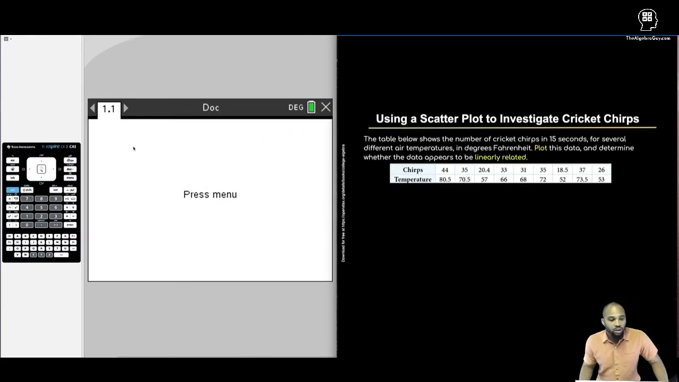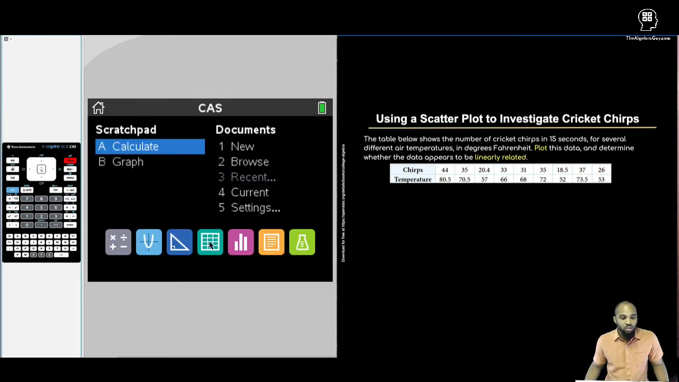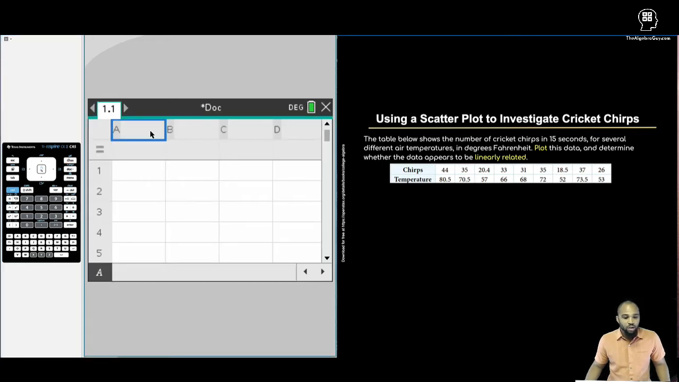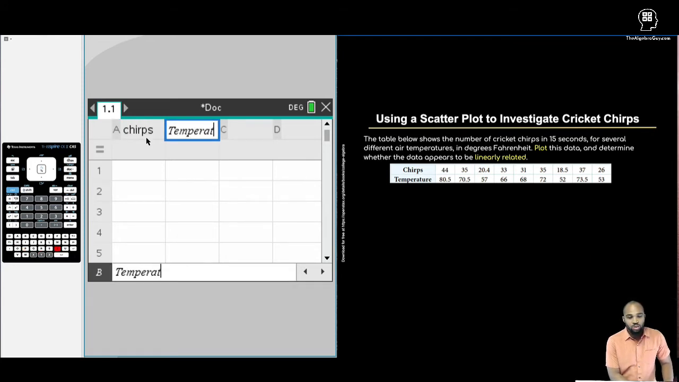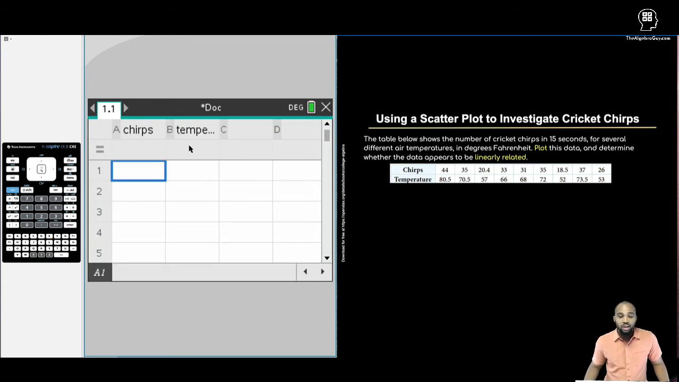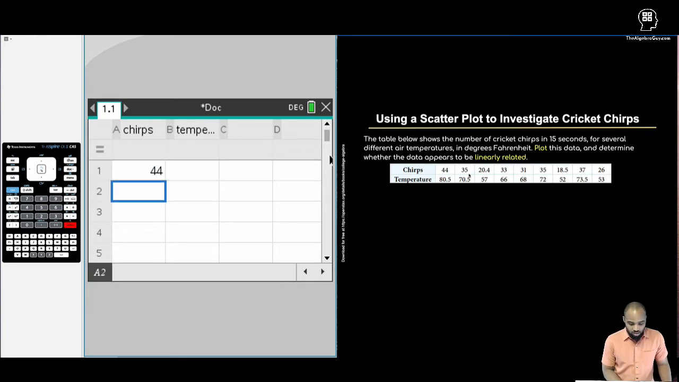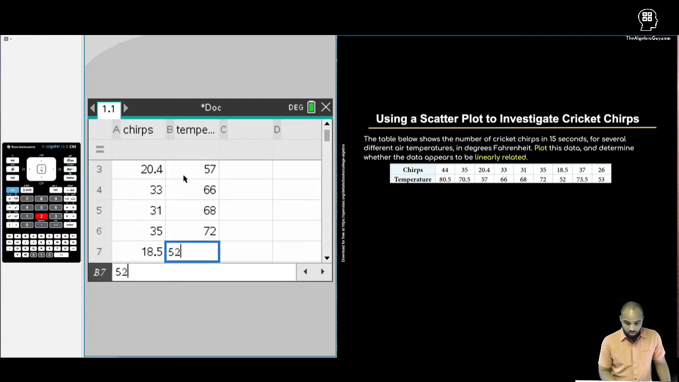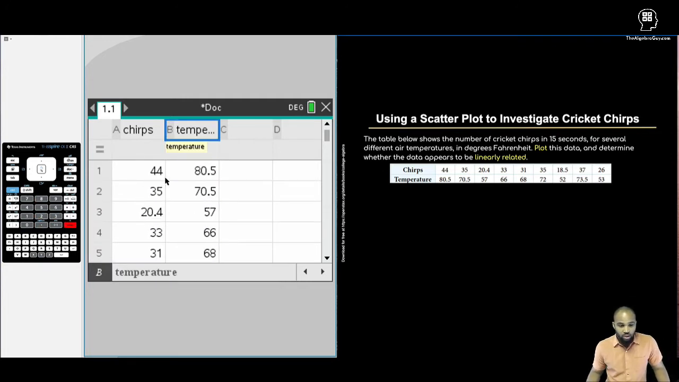All right, so let's go. In order to plot these points, I want us to go to the lists and spreadsheets, and here I'm going to type in my titles. So I've got chirps and we've got temperature, and all I'm going to do is key in exactly the figures that they have here. So I'm going to go 44. All right, that should do it.